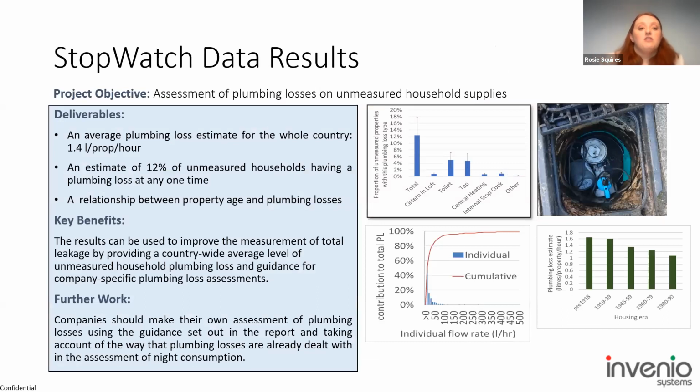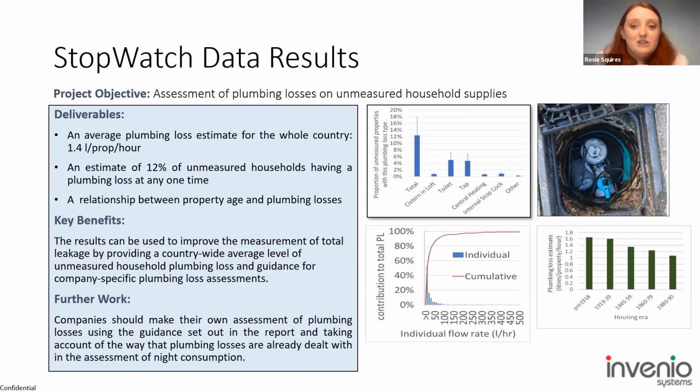So the results from that operational study with logging on stopwatch data came out with a plumbing loss figure of 1.4 litres per property per hour, and an average of 12% of unmeasured households have a plumbing loss at any time. So from Andrew's slide, it's good to see that he's getting 13%.